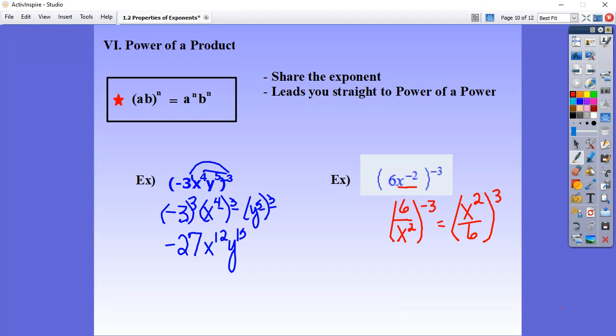Just to let you know, we're going to end up getting x to the 6th on top, and 6 cubed on the bottom. Now, 6 cubed is 216. So that's going to be our answer. But let me show you how to do this using our properties and verify it's going to be x to the 6th over 216. I'm going to go ahead and share this. So I get 6 to the -3. And when I share it to the -2, -2 times -3 is 6. Now look, I have a negative exponent. So flip the base with the negative exponent. And then 6 cubed, like I said, was 216. And so there we go, x to the 6th over 216.